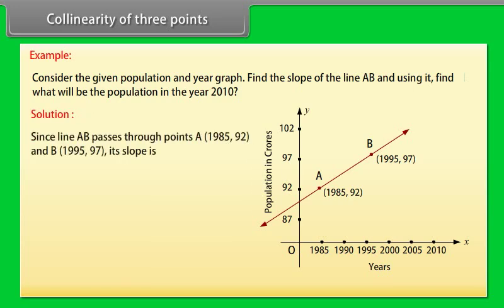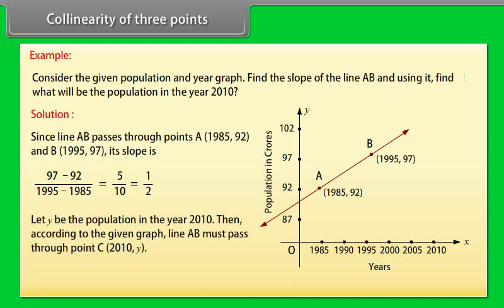Solution. Since line AB passes through points A(1985, 92) and B(1995, 97), its slope is (97 minus 92)/(1995 minus 1985) is equal to 5/10 is equal to 1/2. Let Y be the population in the year 2010. Then according to the given graph, line AB must pass through point C(2010, Y). Therefore, slope of AB is equal to slope of BC.